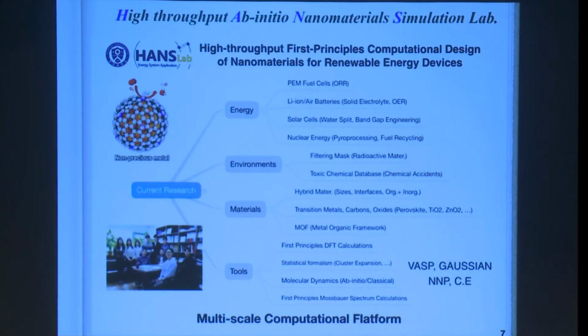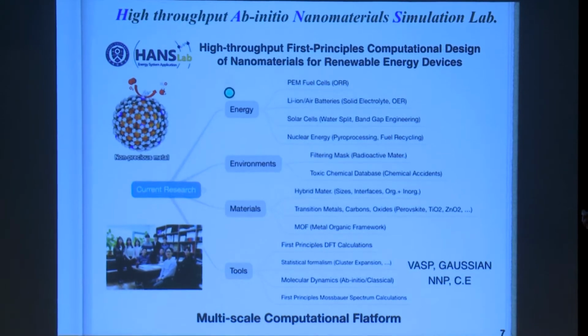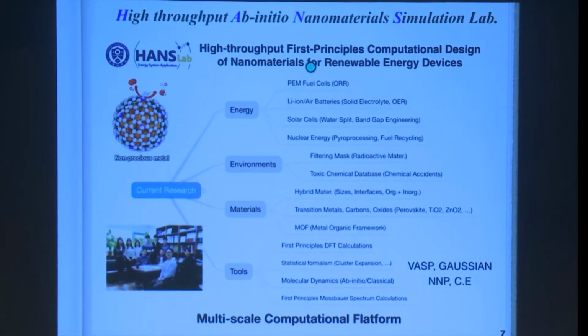My group is working on many fields. I'm mostly working on the renewable energy sector, fuel cells, and lithium-ion batteries. I got a PhD from a professor in the MIT Material Science Department, on lithium-ion batteries and solar cells. Some part of my research work is about nuclear energy, especially pyroprocessing and fuel recycling. And I'm going to show an example of my work in this field. Okay.